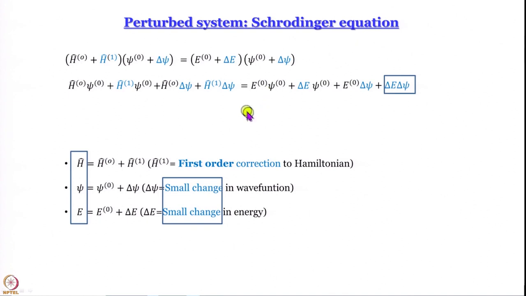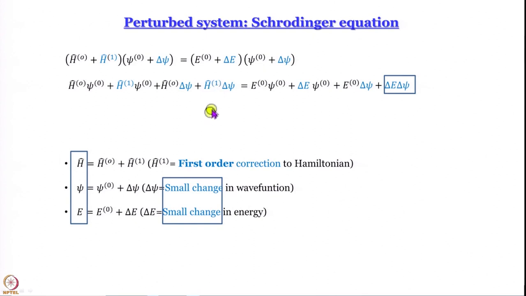If you neglect that, then that means the energy of the unperturbed system is 0, which is not the general case. Delta E psi 0, once again a similar thing. So, wherever you have these blue terms multiplied by black ones, you cannot neglect them. But here, what about this one, blue into blue?